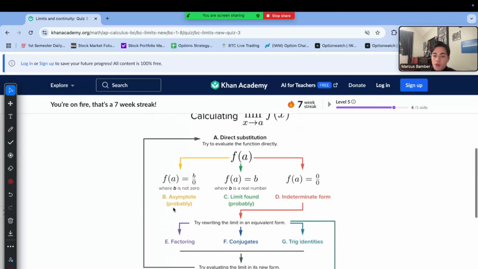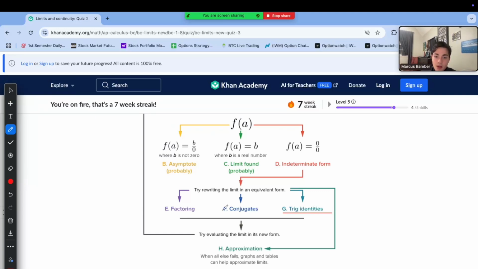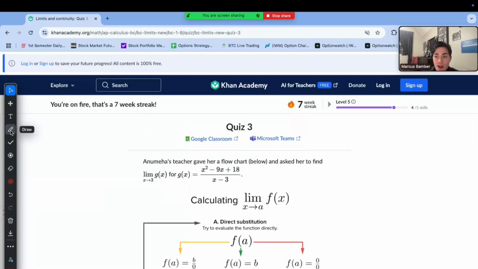Now notice we get three pathways from indeterminate form. We have trig identities, which was our second question. We get conjugates, which was our fourth question. And we have factoring, which was our third question, and is what we're going to do here. If you have a quadratic, probably factoring is the right answer.